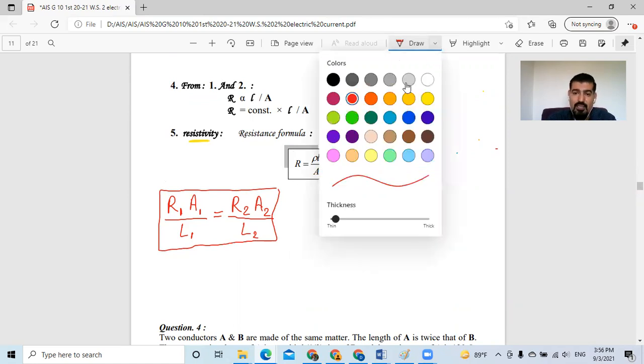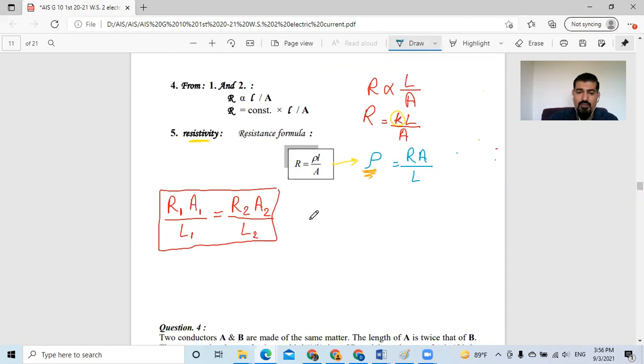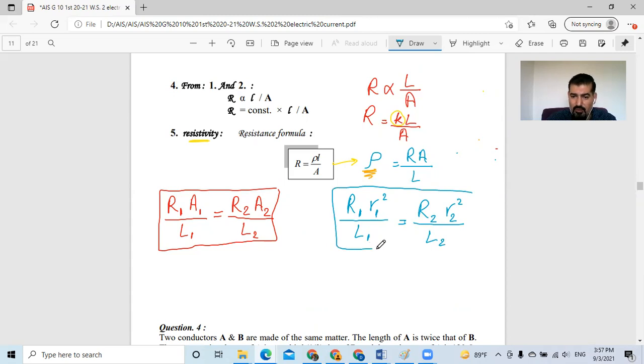Other times they don't ask about this equation because they give us not the area but a radius or diameter. So the formula will be: the resistance of the first wire multiplied by the radius of the first wire squared, divided by the length of the first wire, equals the resistance of the second wire multiplied by the radius of the second wire squared, divided by the length of the second wire. Usually they ask questions about this formula more than the other one.